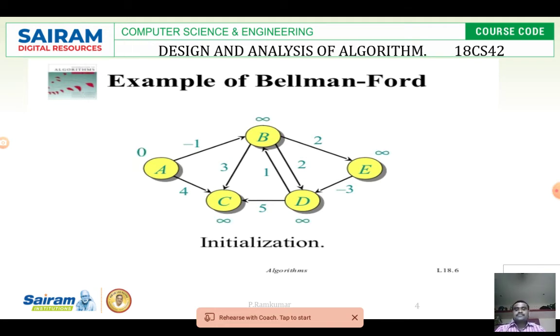So here, A as the source will be 0. The remaining vertices are marked as infinity. Now 0 minus 1, minus 1 is less than infinity. Before solving this problem, we have to identify how many vertices there are. So A, B, C, D, E, 5 vertices are there. So I have to apply this relaxation method 4 times. 5 vertices means 4 times, 3 vertices means 2 times. So n vertices means n minus 1 times.